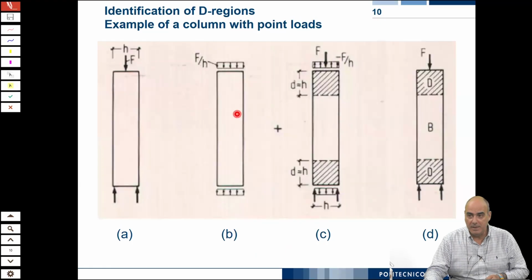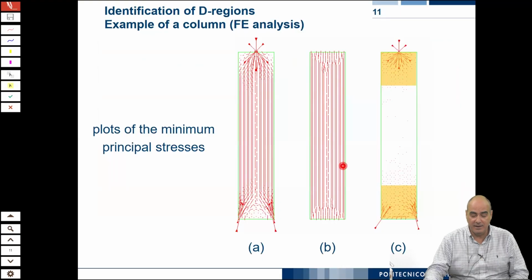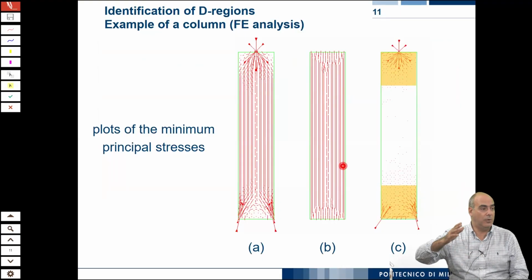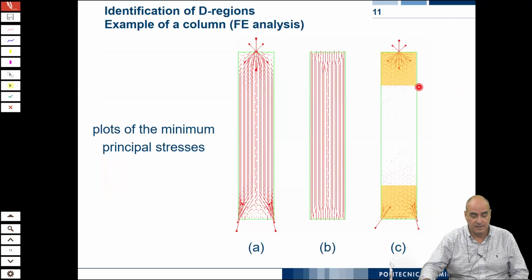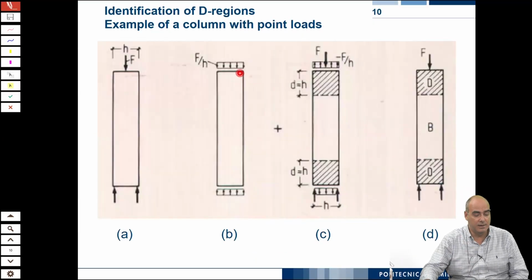Then we made a finite element model for this case. And you see here, you have very regular stress flow lines. If you apply uniform stress, they flow. This is case B, so is this one. Then we model this one.